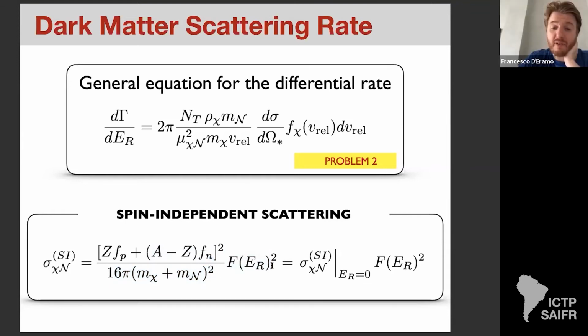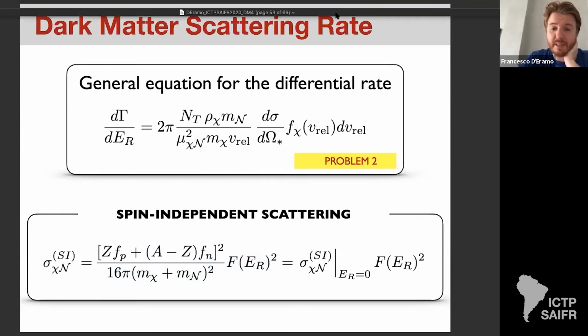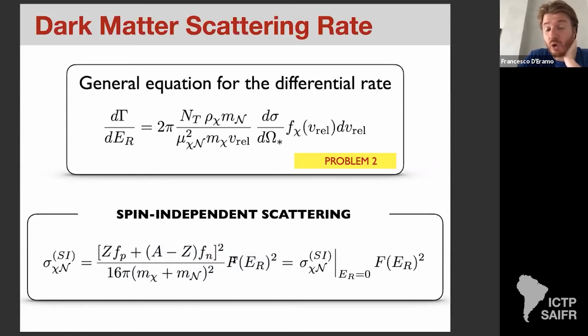Then this F of E_R is the so-called form factor. It's a property of the target nucleus, okay? So this is something that depends on the specific target you have in mind. And you see that for this type of scattering, this spin-independent scattering, all the recoil energy dependence enters only through this form factor.